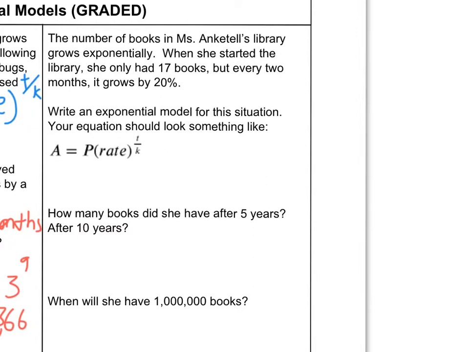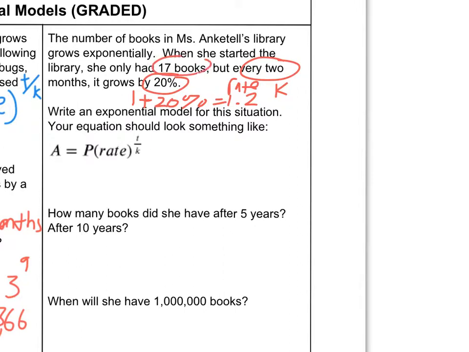For the next one, we got the number of books in Miss Ankatel's library, which is growing exponentially. She had 17 books, but every 2 months it grows by 20%. So we've got to write an exponential model. Every 2 months, that's going to be my K value. That's the cycle length. Grows by 20%. I want this to be 1 plus 20%, in other words, 1.2 for my rate.